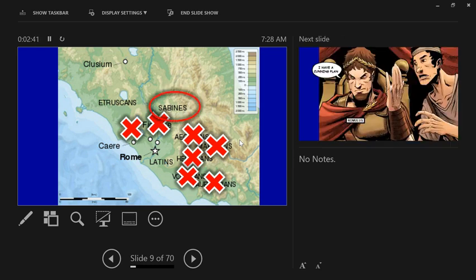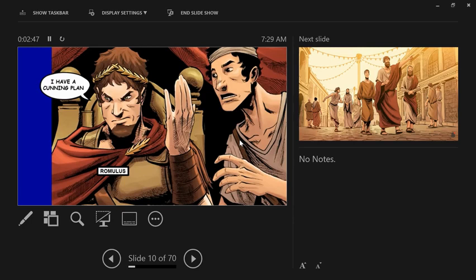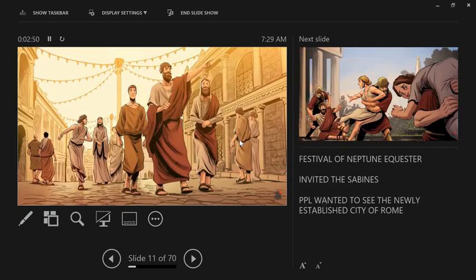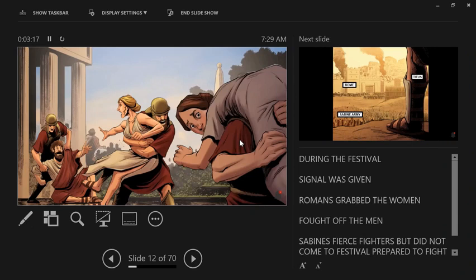So there's a nearby town called Sabine, and Romulus comes up with a plan, and he opens up Rome to a festival. It's the festival of Neptune Equester, and he invites all the Sabines. The Sabines are interested in Rome because it's a newly established city. So they want to see this new city, and they want to attend the festival. And so during the festival, with a signal from Romulus, all the Roman soldiers grab the women and kill the men that are there.